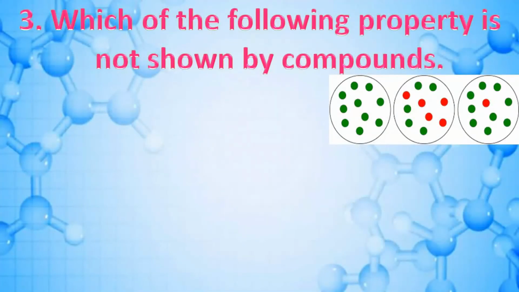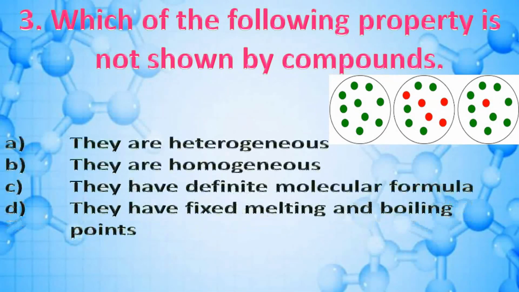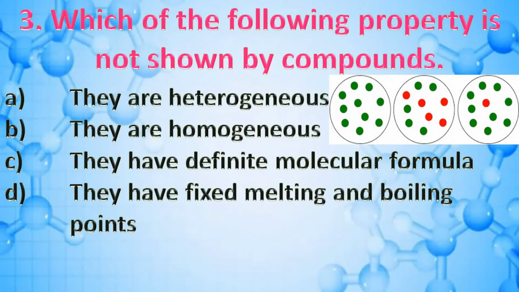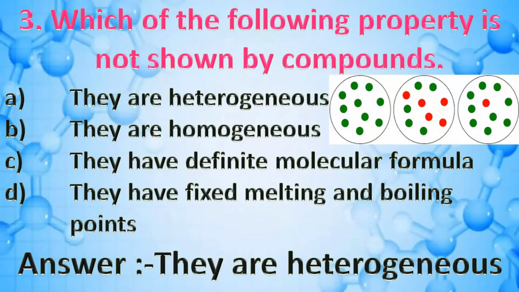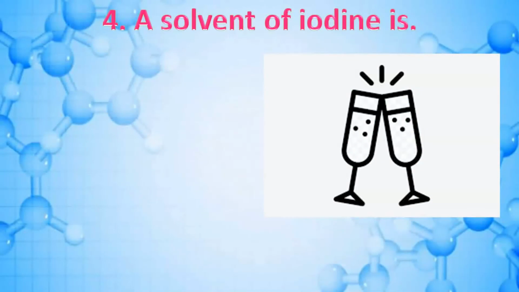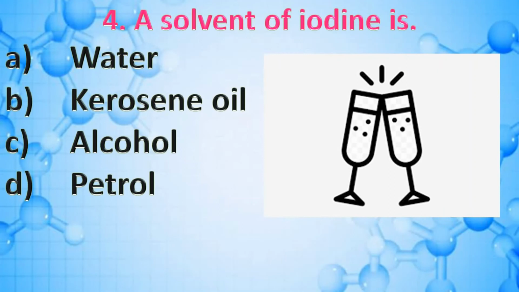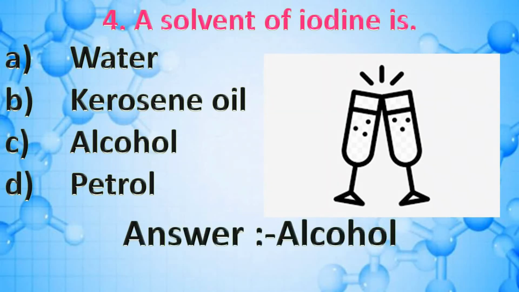Next question. Which of the following property is not shown by compounds? Options are: they are heterogeneous, they are homogeneous, they have definite molecular formula, they have fixed melting and boiling points. Answer is option A, they are heterogeneous. Next question. A solvent of iodine is option A water, option B kerosene oil, option C alcohol, option D petrol. Answer is option C alcohol.